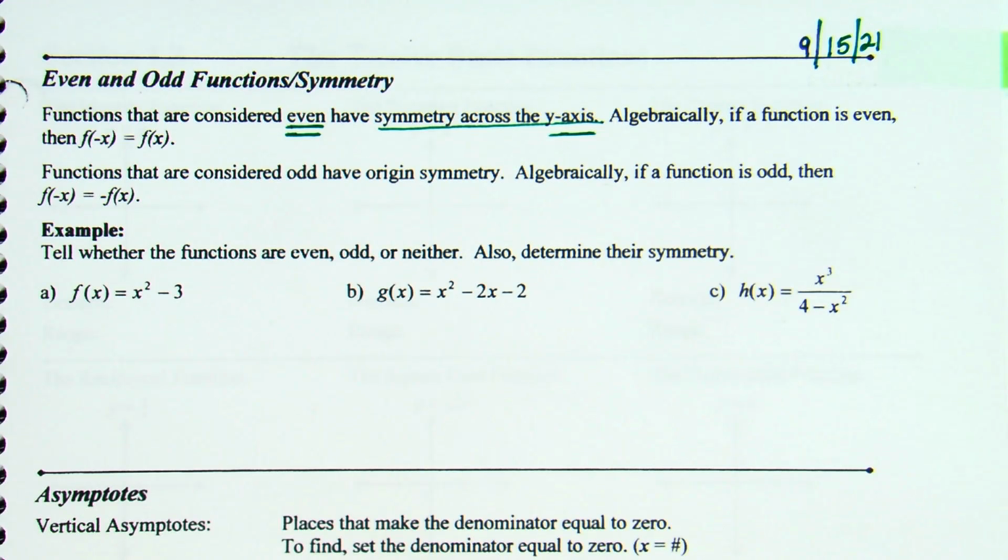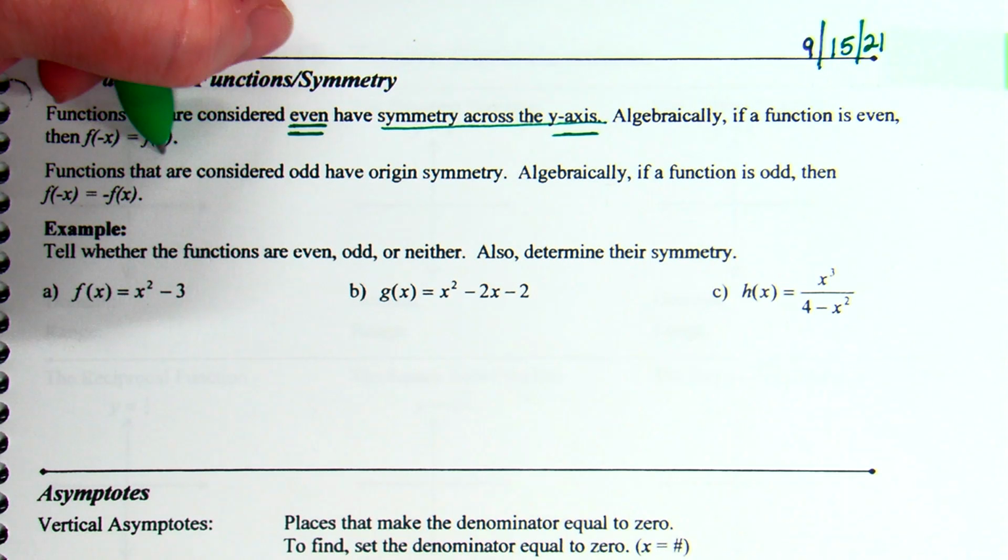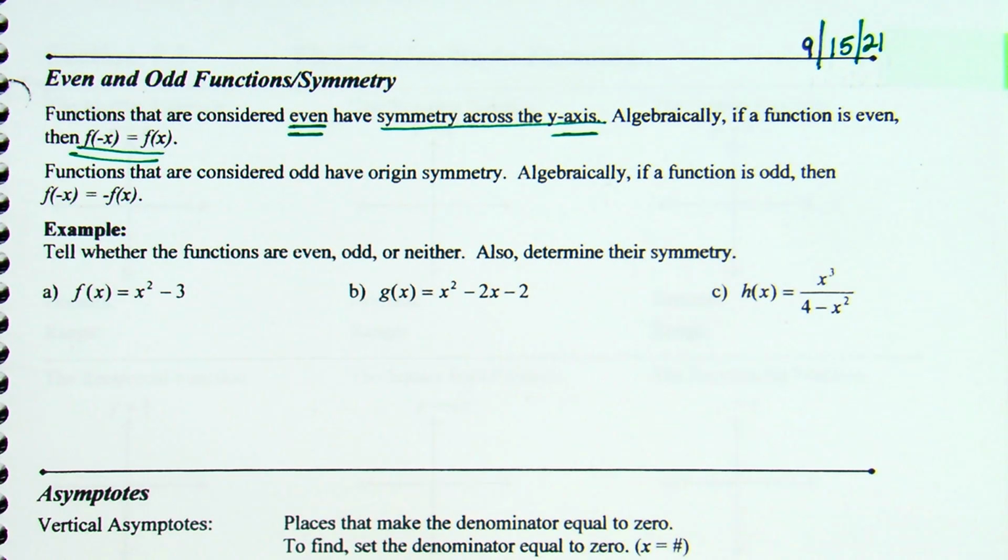which means what? What do I mean when I say symmetric across the y-axis? The y-axis is our vertical axis, right? So that would mean it reflects left to right, right? Now, algebraically, a function is even if f of x equals f of negative x.